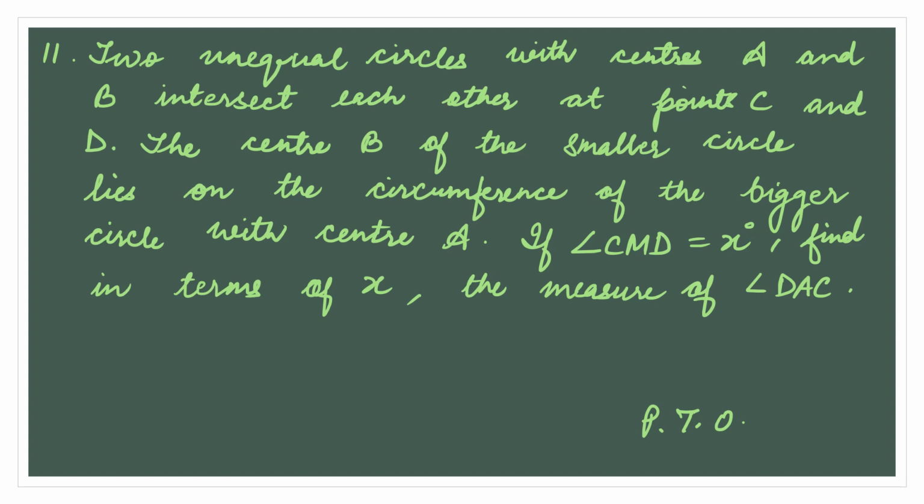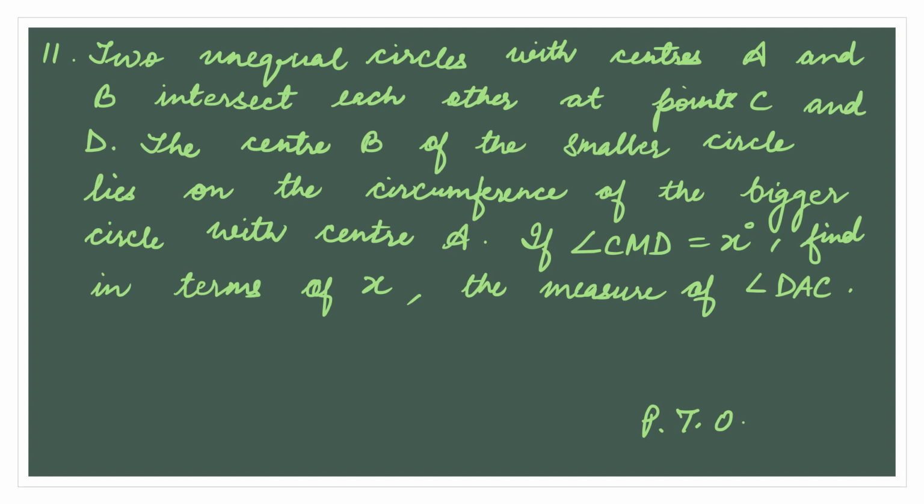Now coming to question number 11, children. Two unequal circles with centers A and B intersect each other at points C and D. The center B of the smaller circle lies on the circumference of the bigger circle with center A. If angle CMD is equal to x degrees, find in terms of x the measure of angle DAC.